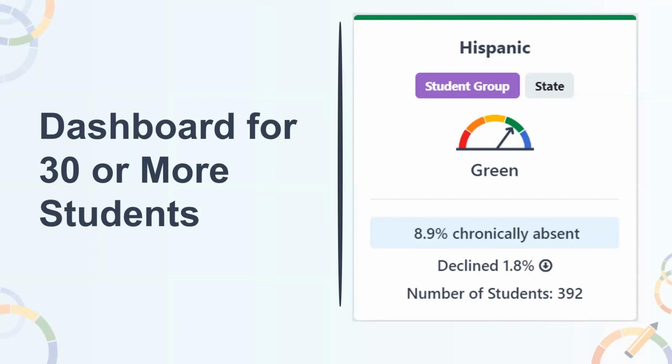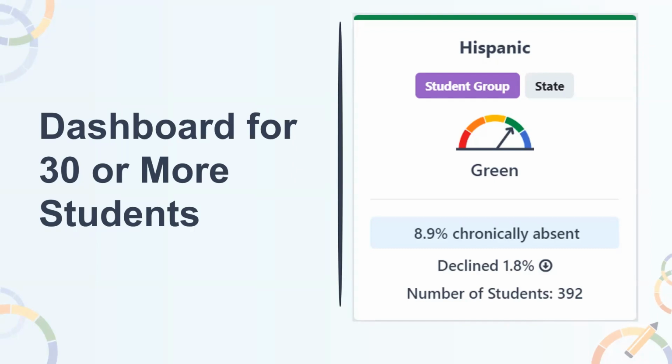In this first sample card, the Hispanic student group is selected and displays a green performance level or color, with the gauge pointing to the green color and the green along the top border. The card shows a chronically absent rate of 8.9% and a decline of 1.8 percentage points from the prior year. The number of students, or N size, is 392.